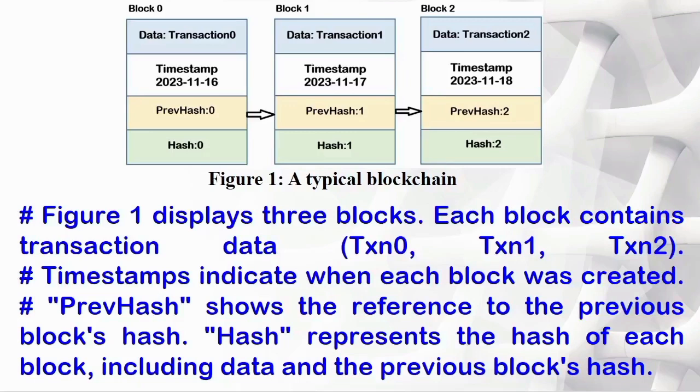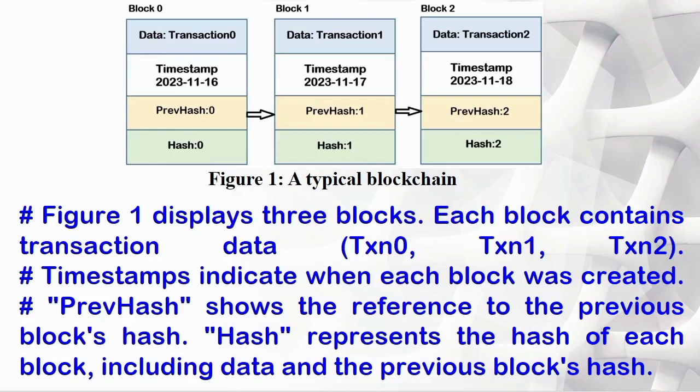Okay. Figure 1 displays 3 blocks. Each block contains transaction data, transaction 0, transaction 1, transaction 2. Timestamps indicate when each block was created. Pre-hash shows the reference to the previous block's hash. Hash represents the hash of each block, including data and the previous block's hash.